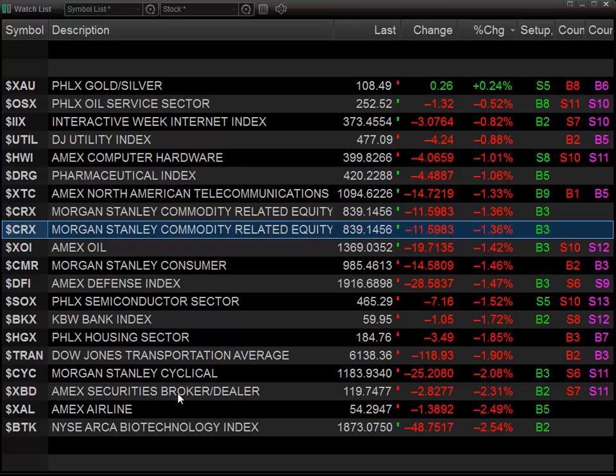The broker-dealer index was near the bottom of the list, which is never positive in a bull market. The cyclical index was also very weak, which is again not a positive sign. The BKX was also weaker than the overall market, so you kind of see the theme here. The more defensive stuff was a little bit higher on the list. The utilities, the gold and silver names were higher, but the real risk-on stuff was just classically weak today.